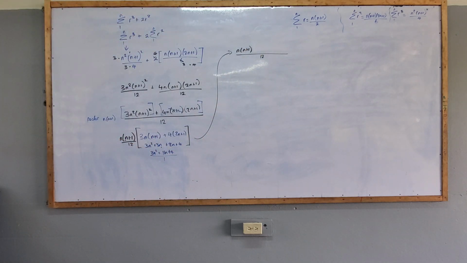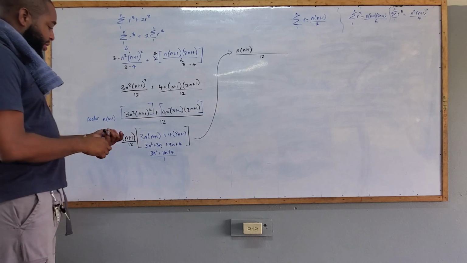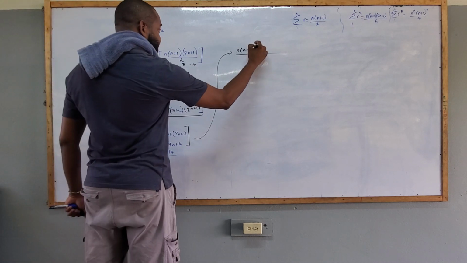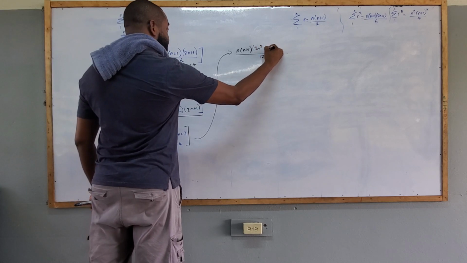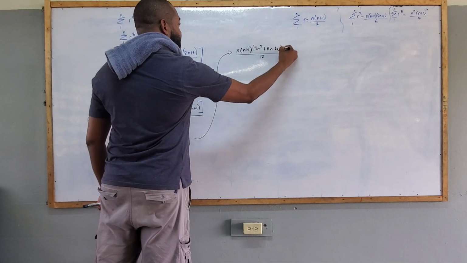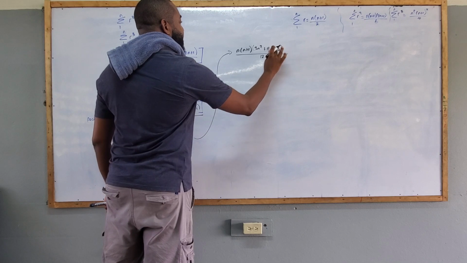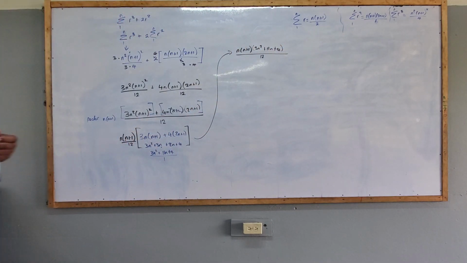3 times 4 is 12. Which two numbers multiply to 12 and add to give me 11? Obviously 12 and 1, but I'm going to subtract. Okay, so we just have to add that bit in. So it's going to be what? 3n squared. That's it. 3n squared plus 11n plus 4. So this can be factorized. So we do that.